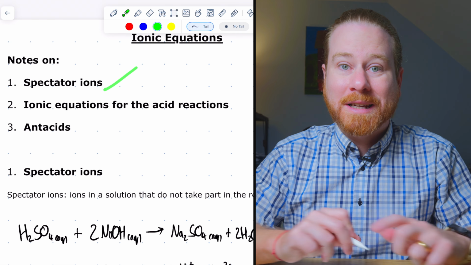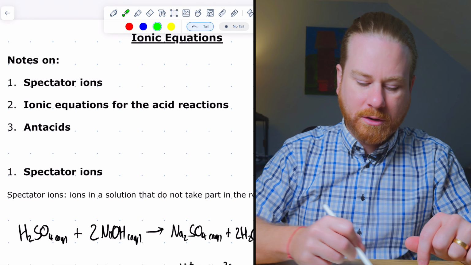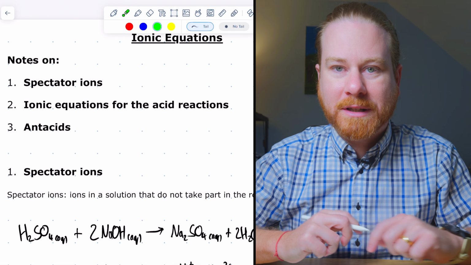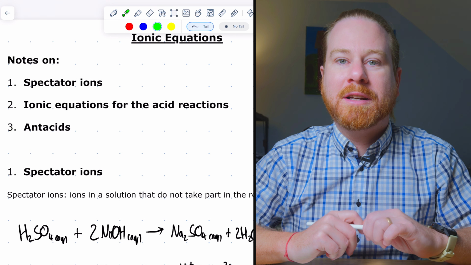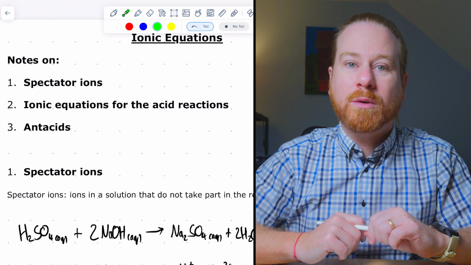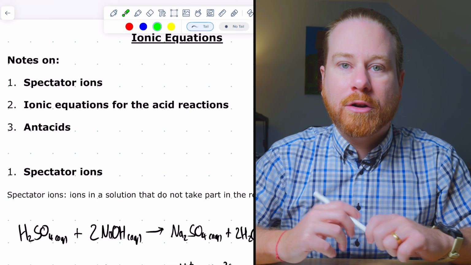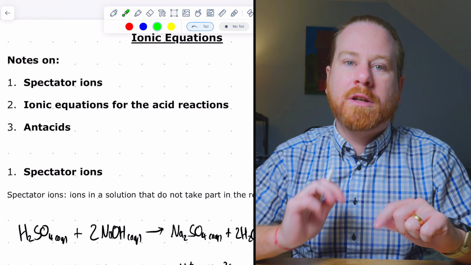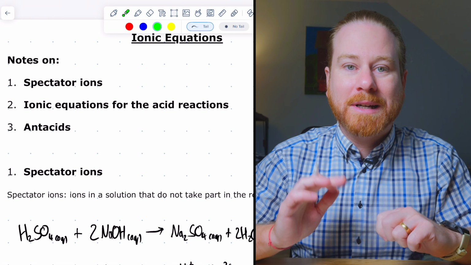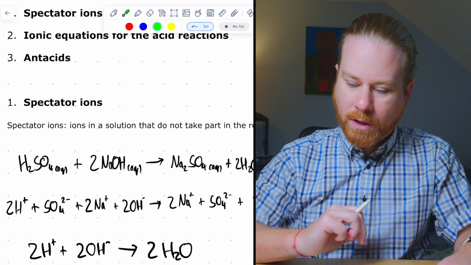Today we're going to find out what spectator ions do, look at examples of ionic equations that you need to know about, and then finally antacids and an experiment that you can use for your internal assessment. And remember, you can download your very own copy of this PDF, so you can be making notes as we go through. The link is in the description.